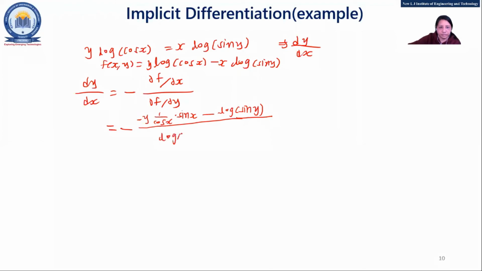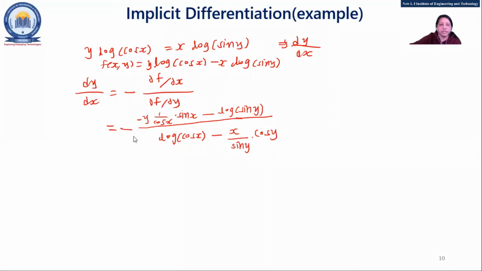Log cos x minus x. Log for log sin y, 1 upon sin y, for sin y cos y. Cos y. Okay, fine, right?